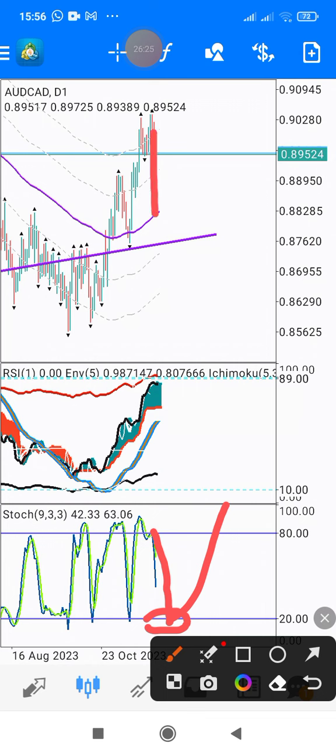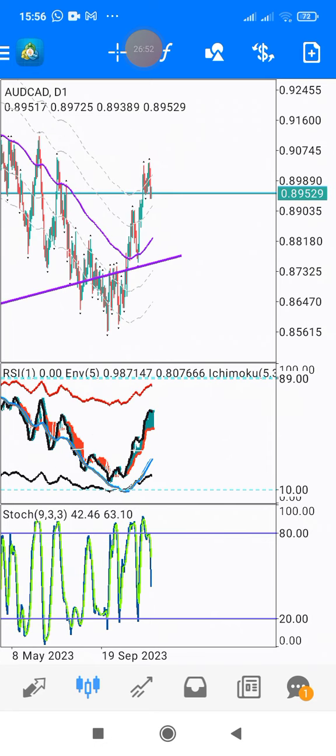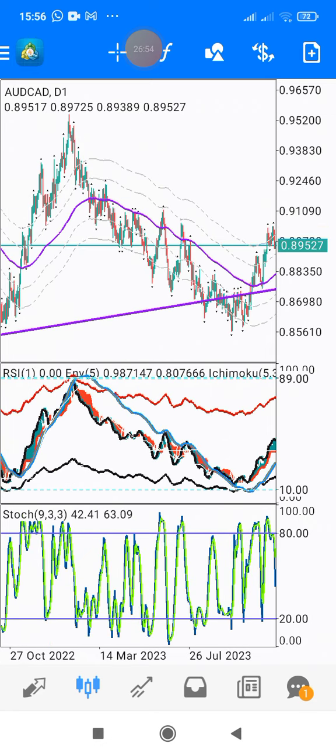So this one will still come somewhere there. So it will come, then we'll make entry somewhere there. And that is how to have better entries in this market. That is how to have better entries.